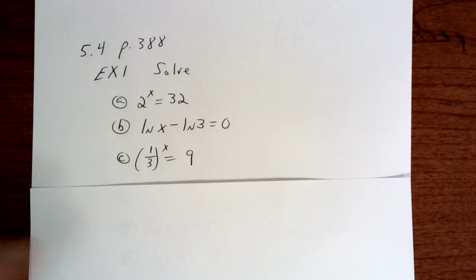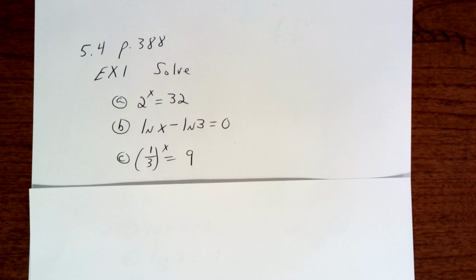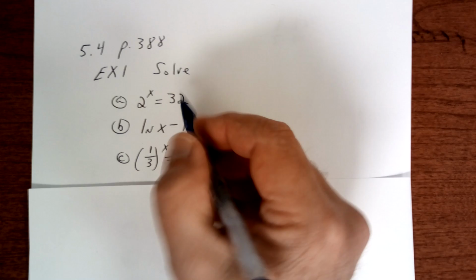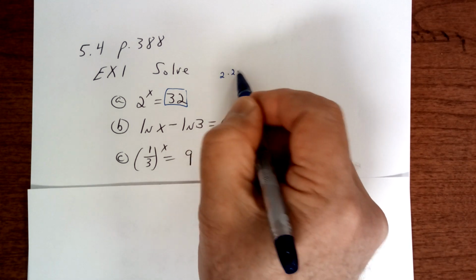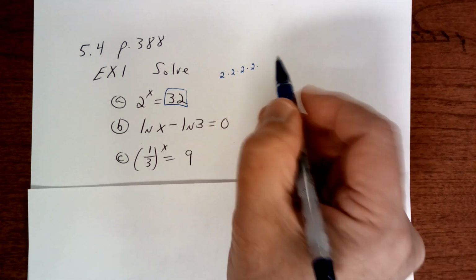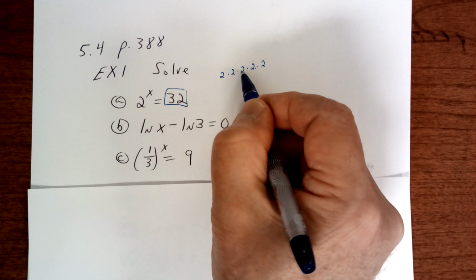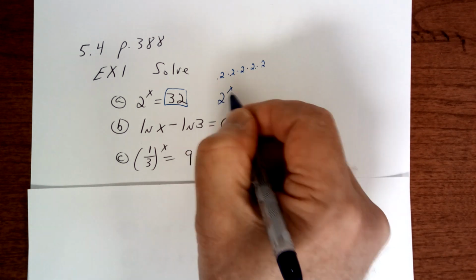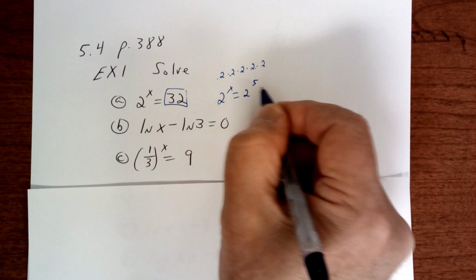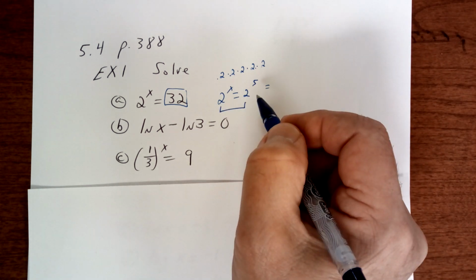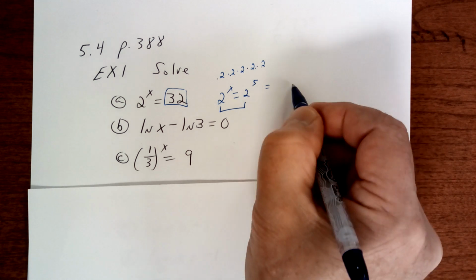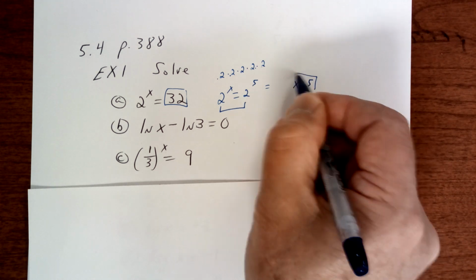Okay, well they want us to solve these. Okay, now to solve these, what you're going to do here is, you're going to say 2 to what power is 32? So 2 times 2 is 4, 4 times 2 is 8, 8 times 2 is 16, times 2 is 32. So it's going to be 2 to the x power equals 2 to the 5th power. And now that you have the same base, it's a 1-to-1 property, so x equals 5. And you're done. Any questions on that?